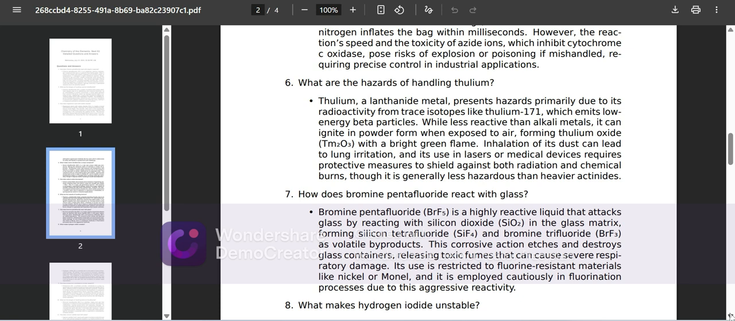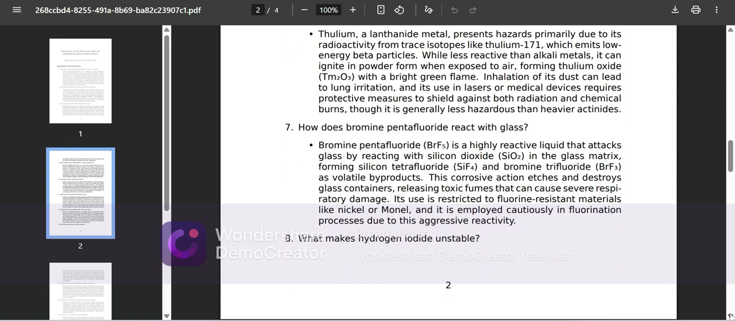It can ignite in powder form when exposed to air, forming thulium oxide, Tm2O3, with a bright green flame. Inhalation of its dust can lead to lung irritation, and its use in lasers or medical devices requires protective measures to shield against both radiation and chemical burns. Though it is generally less hazardous than heavier actinides.